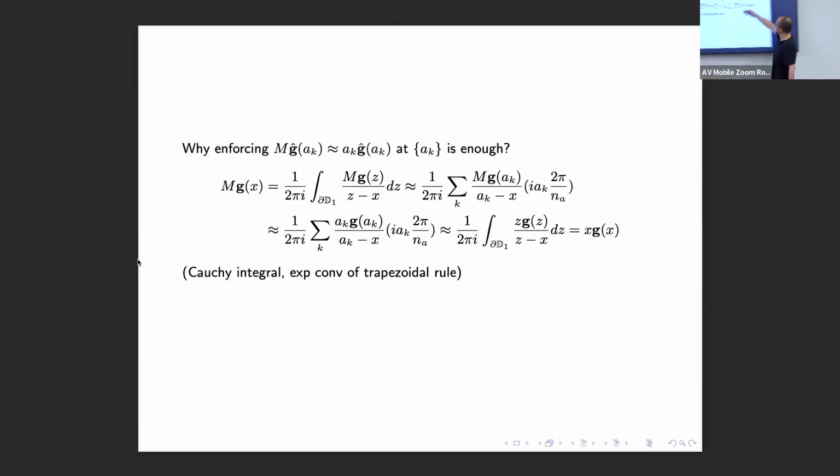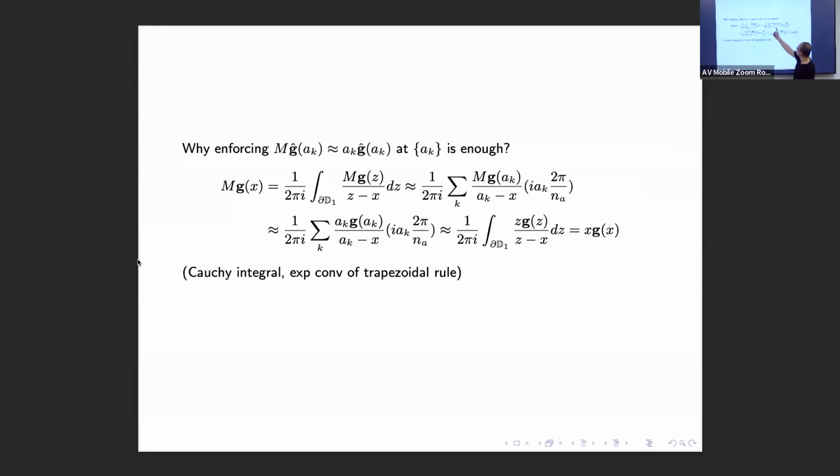The reason why enforcing this only on the grid is sufficient is a very simple calculation using the Cauchy integral formula and the exponential convergence of the trapezoidal rule. My function g(x) is analytic in x. Because g(x) is analytic in x, I can use the Cauchy integral formula to write this as the integral on the boundary of g(z) over z minus x. You can see I put this M here, but without this M it is really just the Cauchy integral formula. It is a little bit tricky because g itself is a long vector, but you apply the Cauchy integral formula to every entry of this vector.